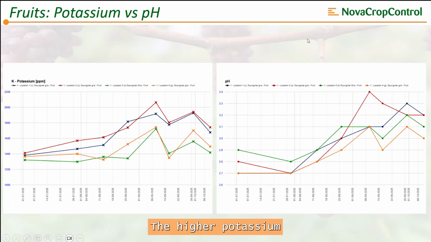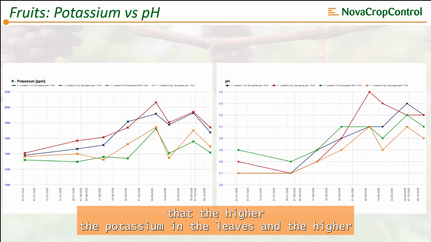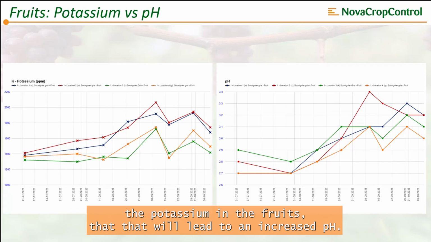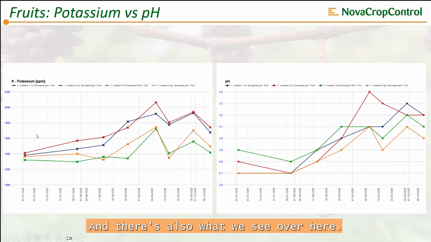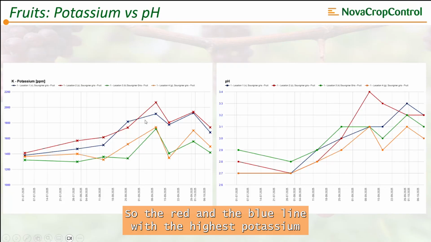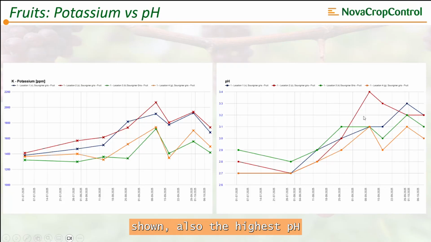The higher potassium also led to a higher pH in the fruits. We know from theory that the higher the potassium in the leaves and the higher the potassium in the fruits, that will lead to an increased pH. And that's also what we see over here: the red and the blue line, with the highest potassium, showing also the highest pH compared to the 2 other fields.